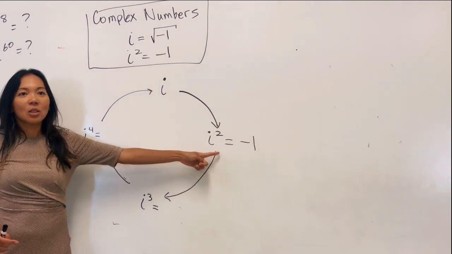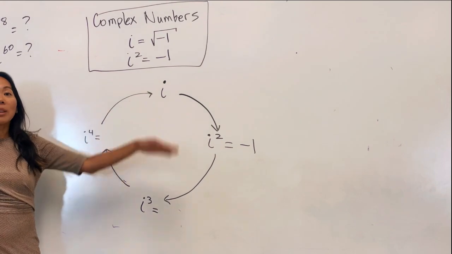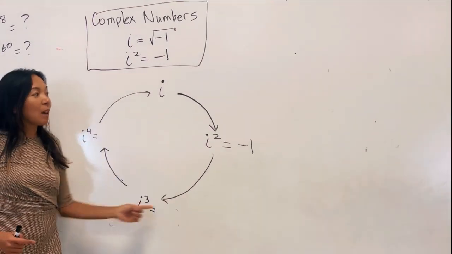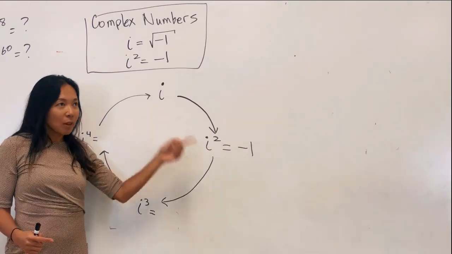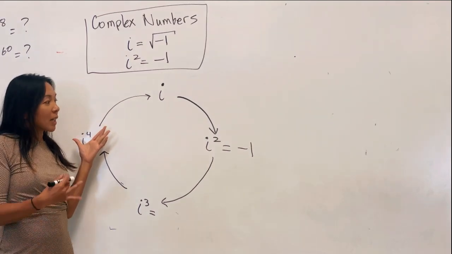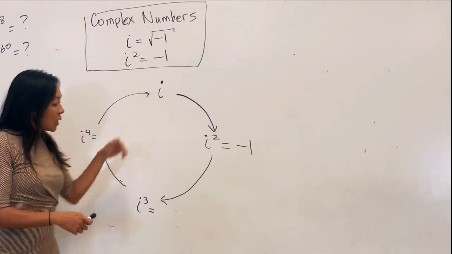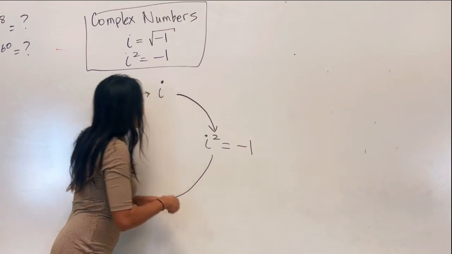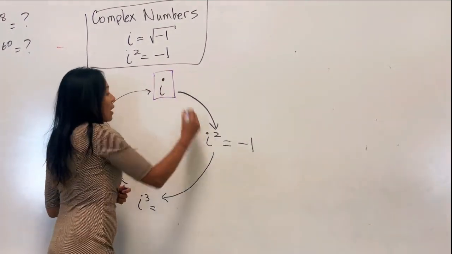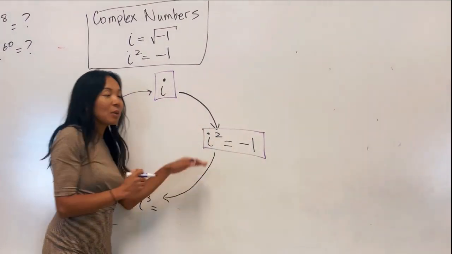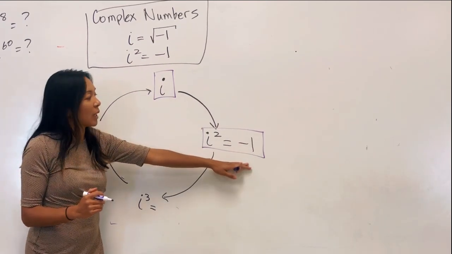1, 2, 3, 4. Right? We call this mod 4, meaning every fourth exponent, it'll repeat itself. So what are these values? So i is this, right? i squared is -1, given, because if you square this, you get -1.